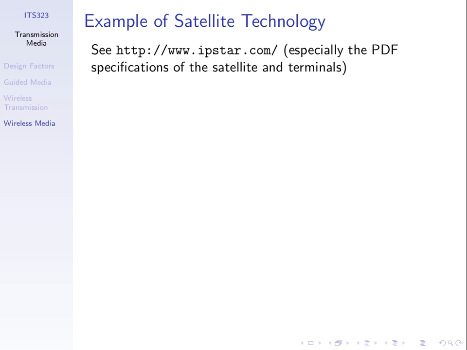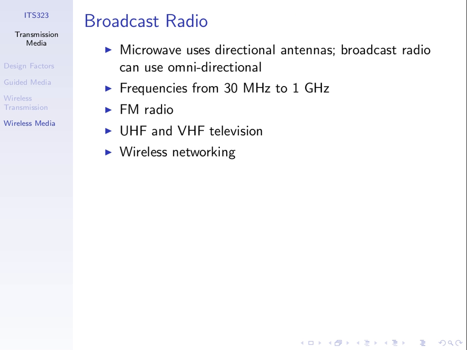Terrestrial microwave and satellite microwave are two examples of wireless media. The other is generally referred to as broadcast radio, using frequencies of 30 megahertz up to 1 gigahertz, whereas the microwave examples we saw before are usually 1 gigahertz up to tens of gigahertz. Broadcast means transmit to multiple receivers.